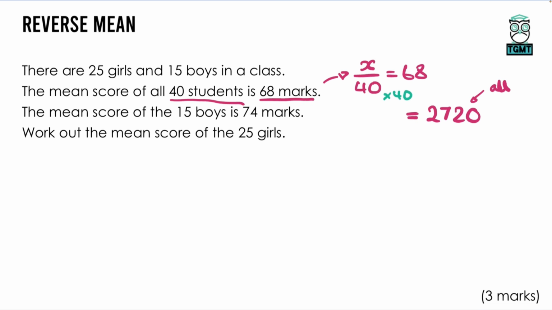I can now apply the exact same to the boys. Now I'm going to write a different letter down because I don't want to get confused with the fact that this is now a different number. So we have y divided by 15 boys gives me a total of 74.